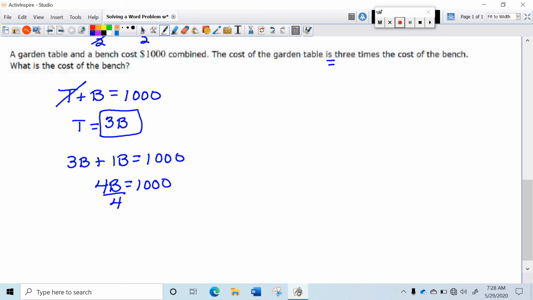The opposite of times is divide. So I divide both sides by 4. Top cancels with bottom. 1,000 divided by 4 is 250. And because that's b, the bench is $250, because we're talking about money in this problem.